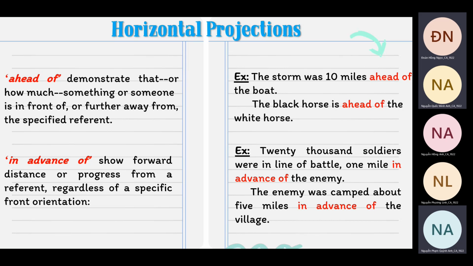In advance of shows forward distance or progress from a reference, regardless of a specific front orientation. For example, 20,000 soldiers were in line of battle 1 mile in advance of the enemy. The enemy was camped about 5 miles in advance of the village.